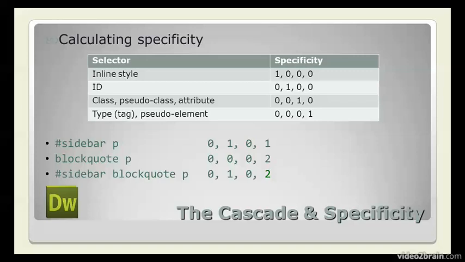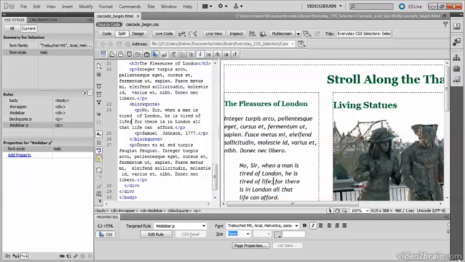So taking the examples again, the first one has a value of 101, the second one has a value of 2, and the third one has a value of 102. So if you're trying to style paragraphs inside a block quote and it doesn't work, it could be because the paragraphs are inside an element with the ID sidebar, so you would need to use the last one to override the second. Let's see that in practice.